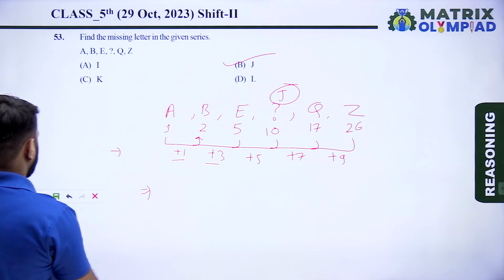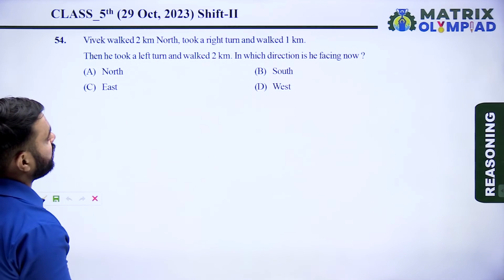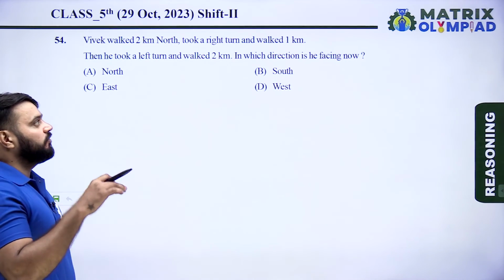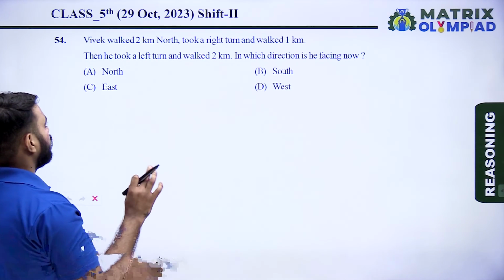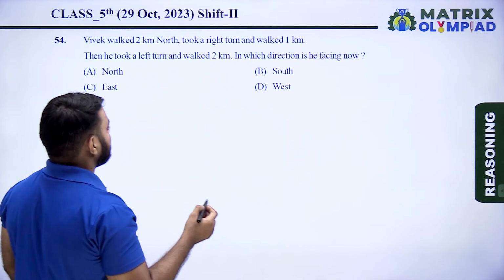Let's move on to the next question. Next question is question number 54. Vivek walked 2 km north, took a right turn and walked 1 km. Then he took a left turn and walked 2 km. In which direction is he facing now?